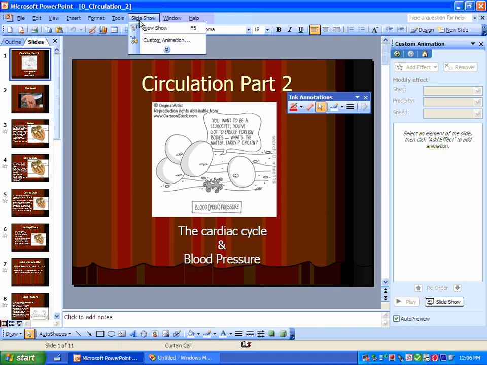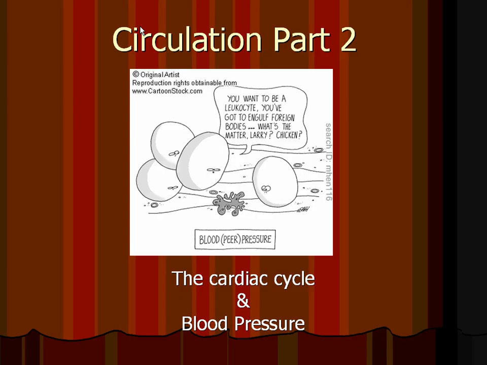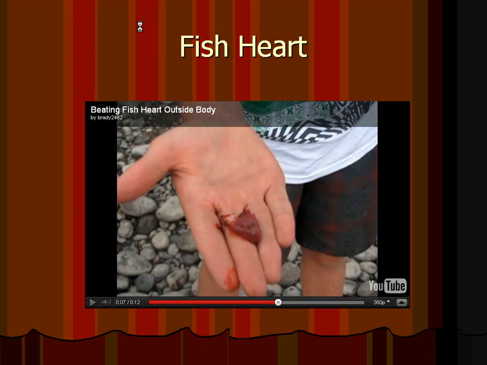So let's see, we'll get this set up, and I have an animation, so hopefully it works. So here's a little cartoon to get you started. You can take a peek at that. We'll get into this a little bit when we talk about the different types of blood cells, but one of the white blood cells is called a leukocyte. Okay, so here's the video.